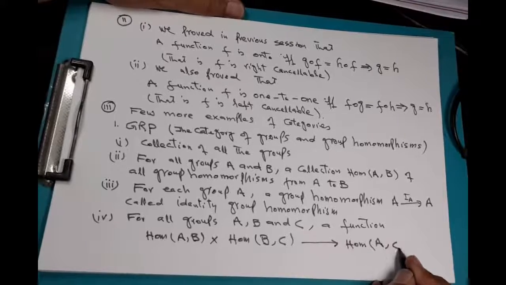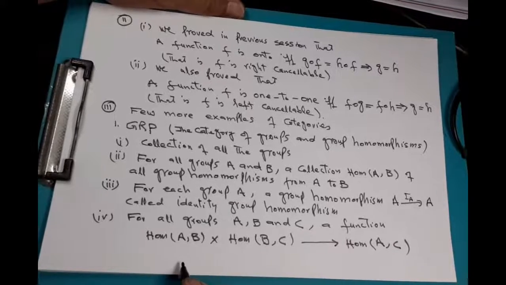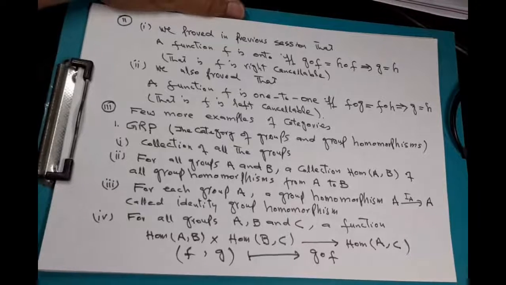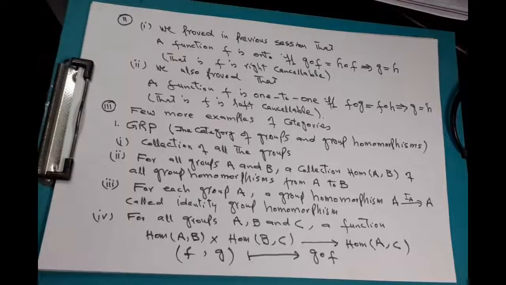and this function is defined as: given f, which is a group homomorphism from A to B, and g, which is a group homomorphism from B to C, to this particular ordered pair we will assign g circle f, which is the composition of these two group homomorphisms, and you know that g circle f is a group homomorphism from A to C. So this is in fact composition of group homomorphisms.